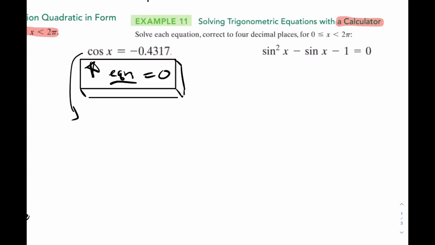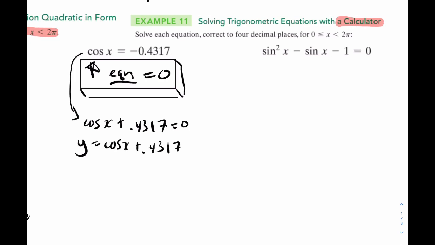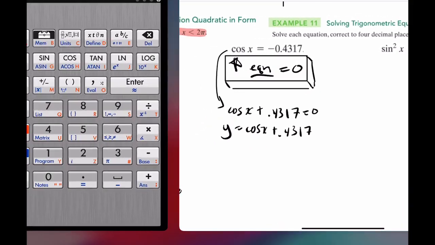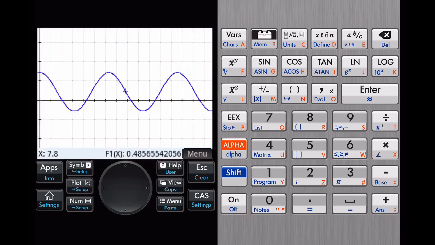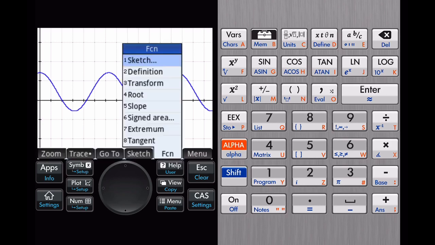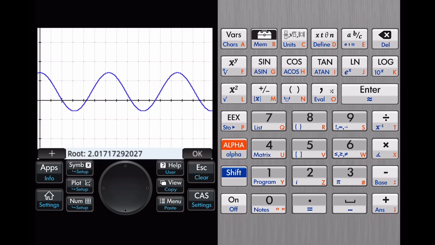So for this one, we're going to write cosine x plus 0.4317. That should equal 0. This is the function we're going to graph. Cosine x plus 0.4317. So I'm going to do that over here. I've got it ready for us. So I'm going to tap graph it. There it is. Let's find the roots now. So menu, root. So I'm going to note 2.017. Function root, 4.266. And the last one, function root, 8.3.